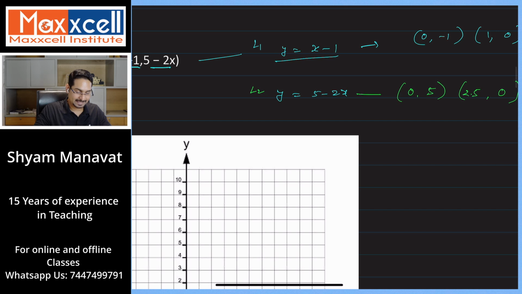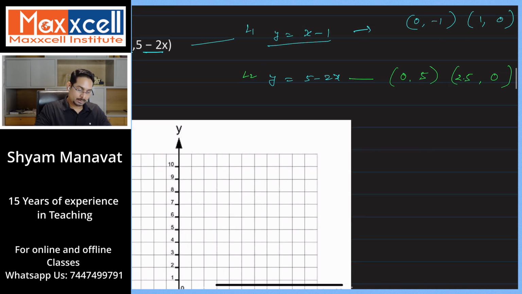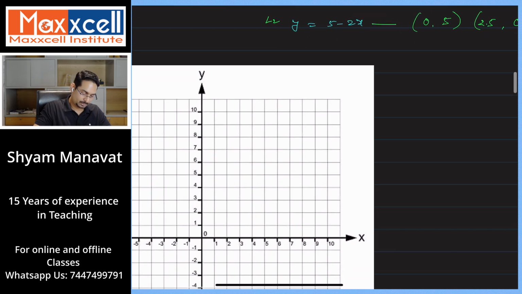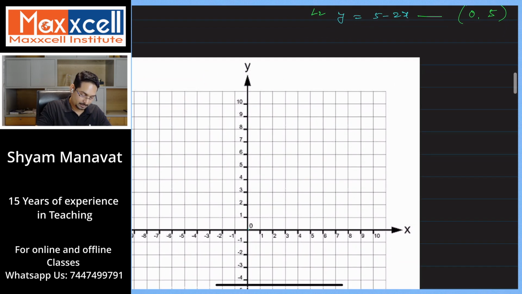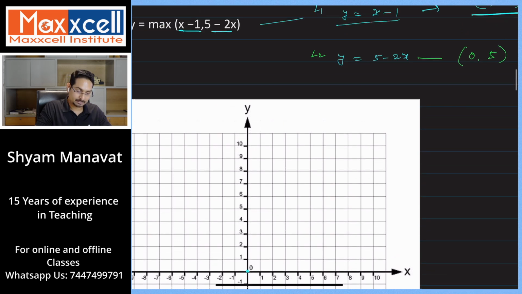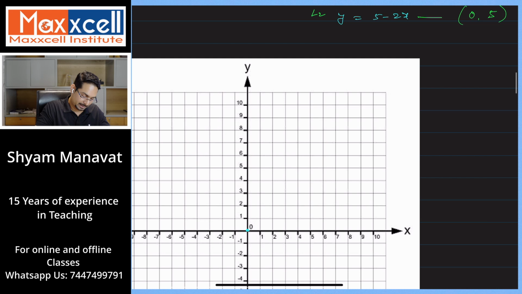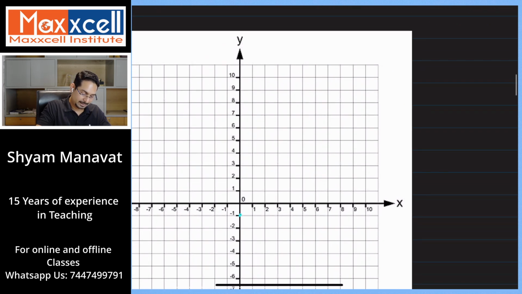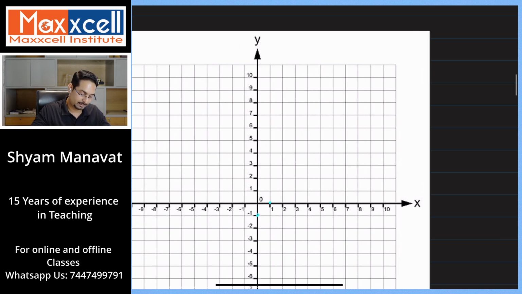Let's plot line 1 first. So what are the coordinates? 0, -1. Look, find where 0, -1 is: 0 on x and -1 on y. So this is your first point. Correct. Now what is the second point? 1, 0. 1 on x, 0 on y. This is your second point of line 1.